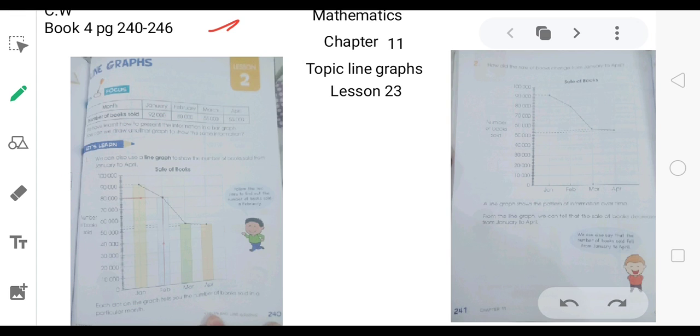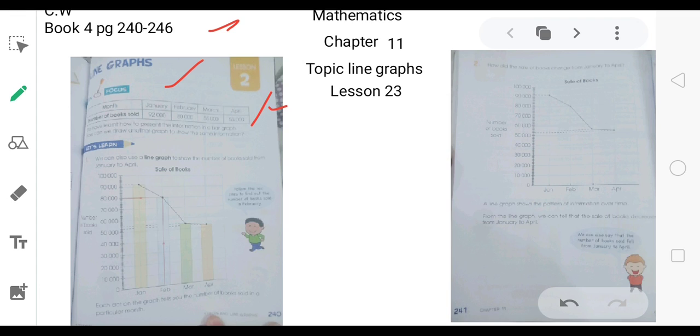Just read the first question over here. Look at over here. They have given you a table. In this table, they have given you a month and number of books sold. In January, how many books sold? 92,000, February 80,000, March 55,000, April 53,000.